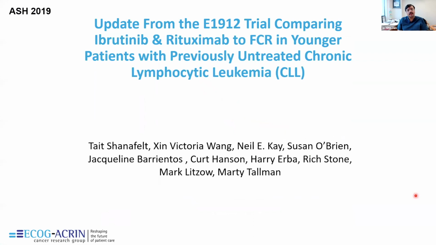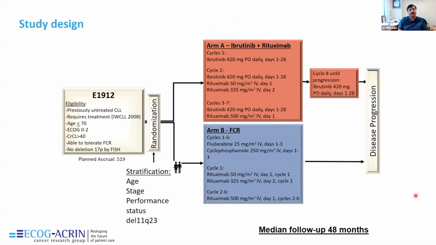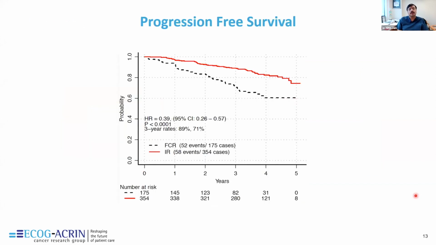And then there came this trial called the ECOG E1912 trial, where what the investigators did was for these young fit patients, they randomized them head-to-head, ibrutinib rituximab versus FCR. So the goal here was FCR is the standard. Can we replace that with ibrutinib plus rituximab combination? And obviously, ibrutinib is then continued long-term as you would do for any ibrutinib patient.